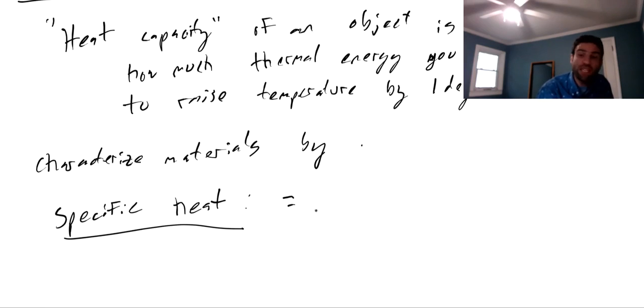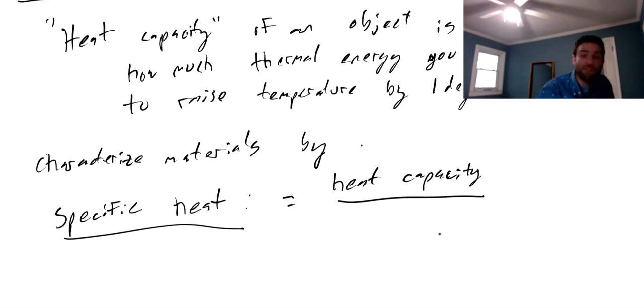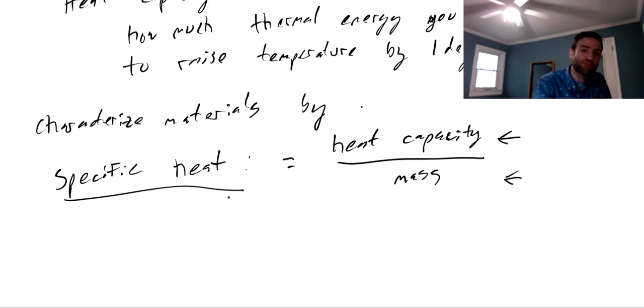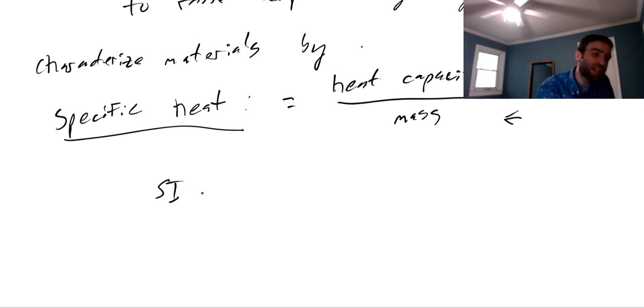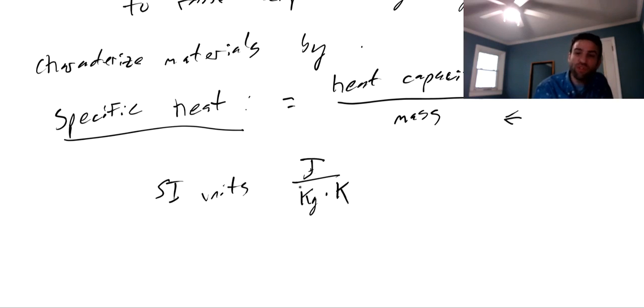Okay, and specific heat is whatever the heat capacity of a substance is, and that's something that depends on the substance and the mass, divided by the mass, right? So we have something that depends both on composition and amount of stuff. We divide it by the amount of stuff to get a quantity which just depends on what type of object we're talking about. Okay, so specific heat has SI units of joules per kilogram per Kelvin. Okay, so it says how many joules of energy do I need to put into this object per amount of mass of that object per degree that I want to change the temperature. So joules per kilogram per Kelvin.